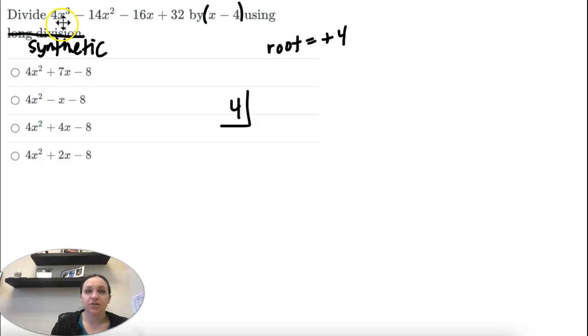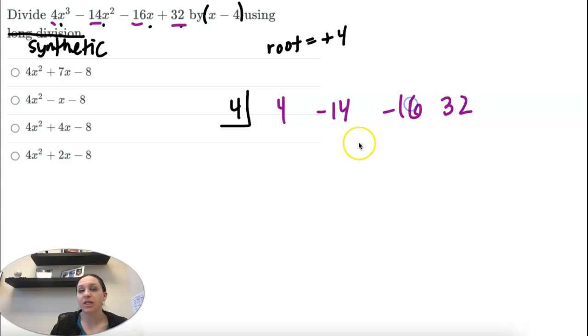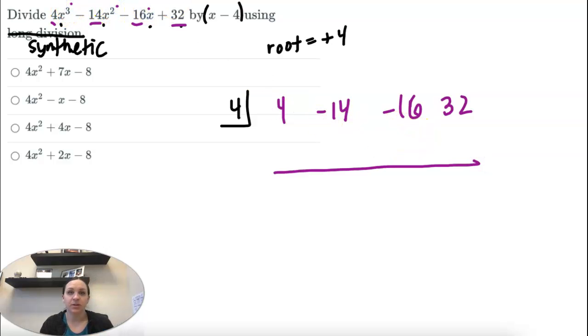And then I'm going to make sure I have x to the 3rd, x to the 2nd, then x, then the number. So we're just going to take the numbers. 4, negative 14, negative 16, and 32. I didn't have to put any zeros because we weren't skipping exponents. We have them all. Alright, so this is the setup. I drew a line down here, and I left space because we're going to be adding some numbers here. So step 1, bring down your first number as is. 4.